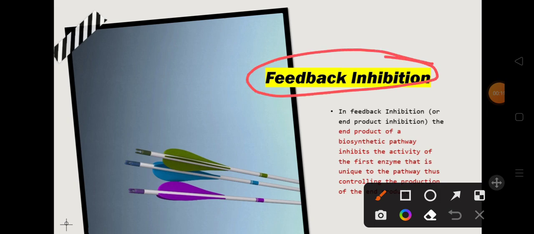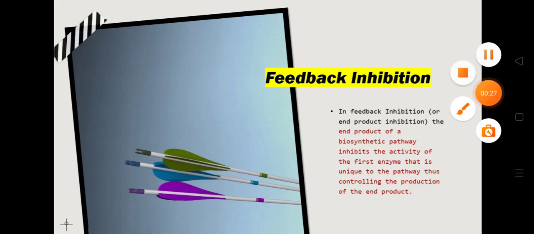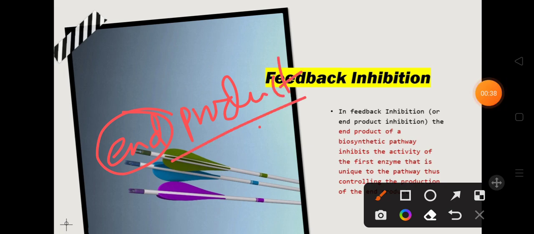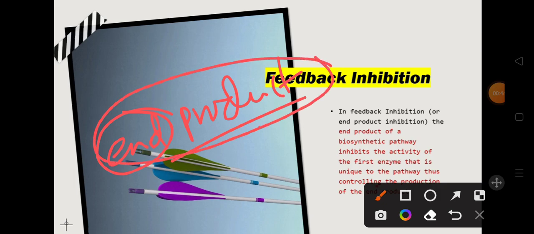So today we are going to talk about a very important type of regulation of enzymes, that is feedback inhibition. This type of regulation occurs especially in any kind of metabolic pathway that consists of multiple steps. What will occur when the end product of that multi-step pathway is produced in the required amount? This end product will bind with the first enzymatic reaction that is unique for that pathway.